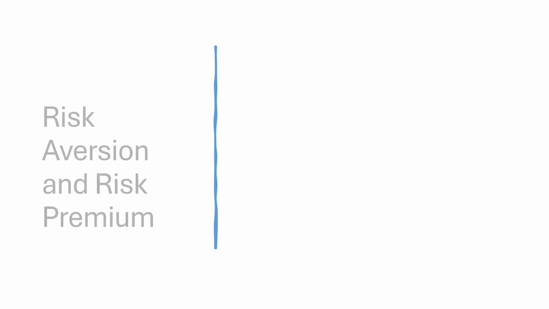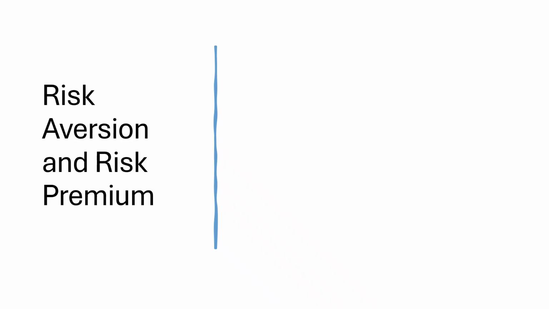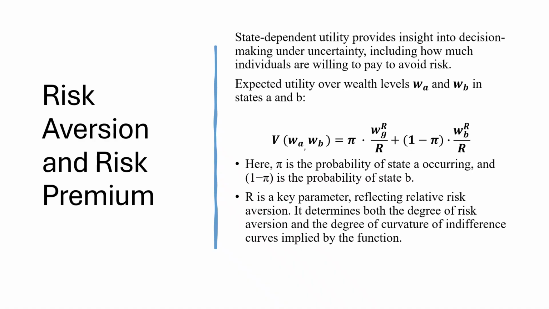Now let us connect this framework to risk aversion and the idea of a risk premium. Risk aversion means that an individual prefers a certain outcome over a risky outcome with the same expected value. For example, given the choice between a guaranteed $100 and a lottery with a 50% chance of 200 and a 50% chance of 0, a risk-averse individual will choose the guaranteed amount.